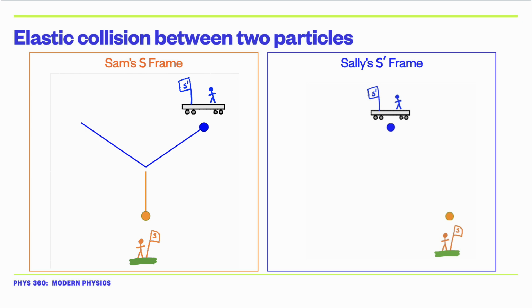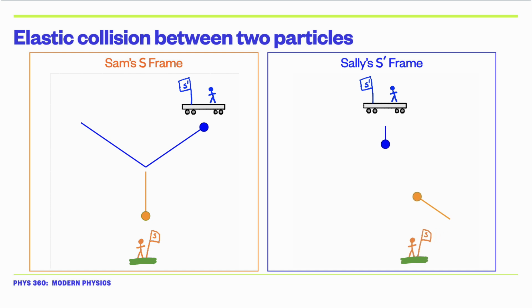And the right diagram is what it looks like from Sally's perspective on her skateboard. From her perspective, her ball goes vertically downward along the y-axis, and now Sam's is the one that takes a diagonal path. The question is, what is the velocity of Sally's ball as viewed by Sam, and what is the velocity of Sam's ball as viewed by Sally? Once we know this, we can check to see if momentum is conserved in each frame of reference.